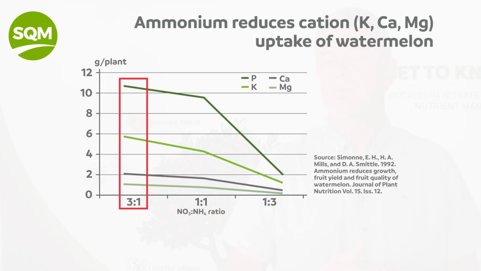This graph also shows the difference between nitrate and ammonium, but it's again just a model. It's using watermelon as the model, and the x-axis on the bottom is what's important. The left-hand part is 3:1 nitrate to ammonium. The middle portion is 1:1, equal ammonium and equal nitrate. And on the right-hand side is higher ammonium and lower nitrate, 1:3 nitrate to ammonium.